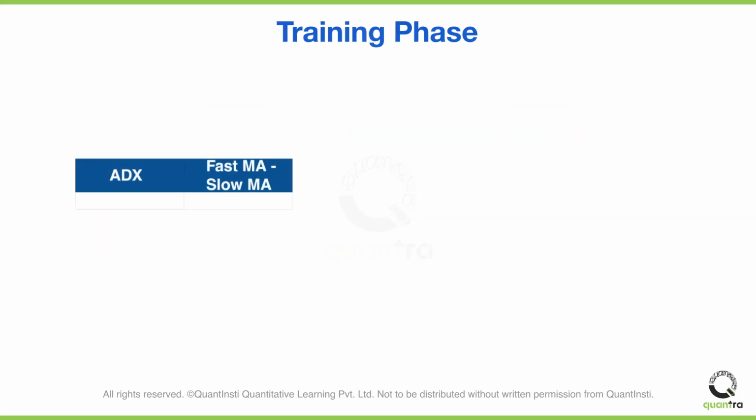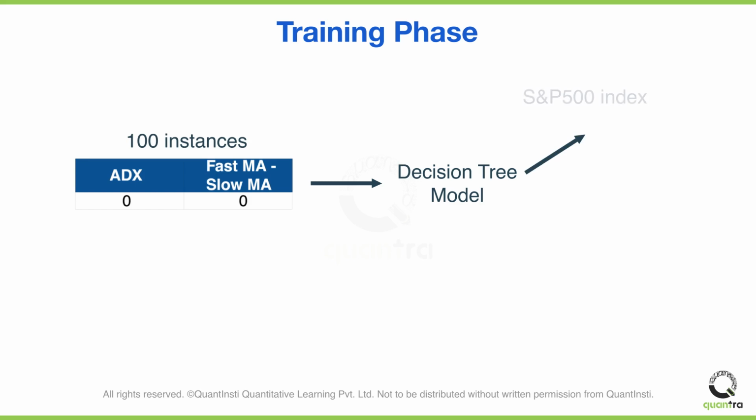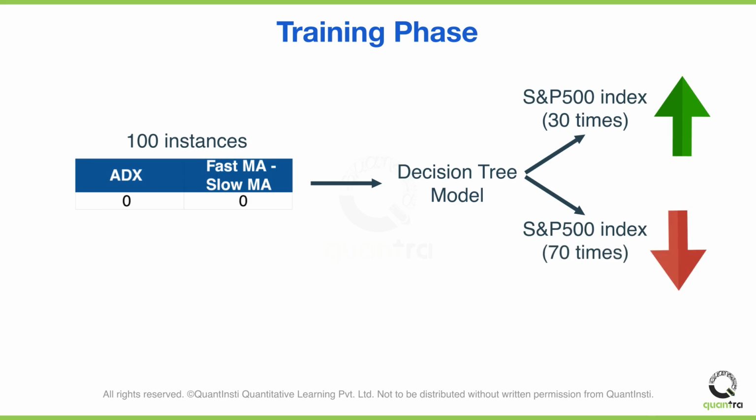Let's see another instance where both the input features are 0. This happened 100 times. And the decision tree sees that out of 100 times, 30 times the index went up and went down 70 times.